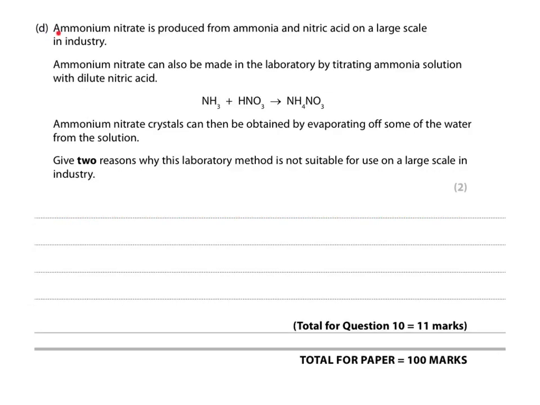Okay, so last part. Ammonium nitrate is produced from ammonia and nitric acid on a large scale in industry. Ammonium nitrate can also be made in the laboratory by titrating ammonia solution with dilute nitric acid. Ammonium nitrate crystals can then be obtained by evaporating off some of the water from the solution. Give 2 reasons why this laboratory method is not suitable for use on a large scale in industry.